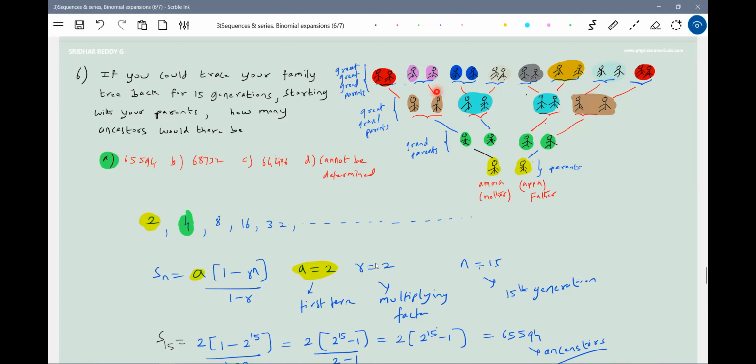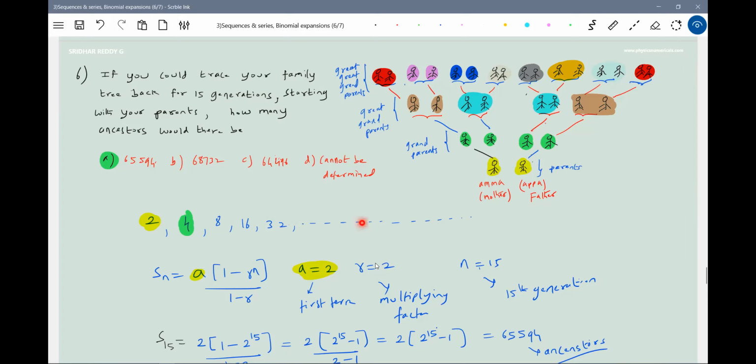Okay, what is the formula? Let's do one thing. I think my parents are the first, no? So I'll start with them: 2. Next, my grandparents will become 4. Great grandparents will become 8. The next generation will become 16. Next, 32, 64. Like that up to 15 generations.